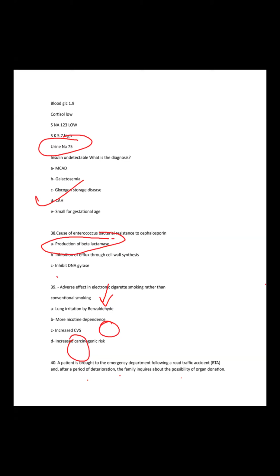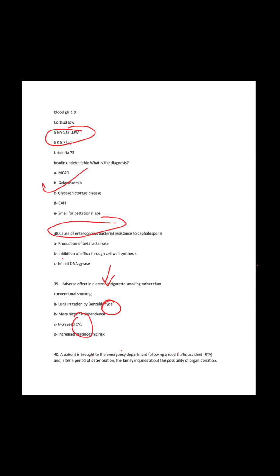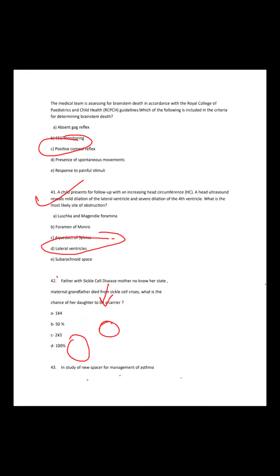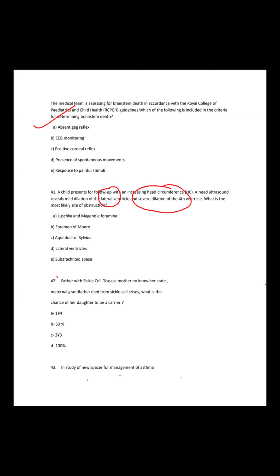Patient is brought to the emergency department after a road traffic accident. Family inquires about the possibility of organ donation, and you see over here, what is the criteria for brainstem death? So we have discussed, absent gag reflex is the answer. Child presented for follow-up with increasing head circumference. Ultrasound revealed mild dilatation of the lateral ventricles but severe dilatation of the fourth ventricle. That means obstruction is below the fourth ventricle. And what is below the fourth ventricle is your foramen of Luschka and foramen of Magendie.